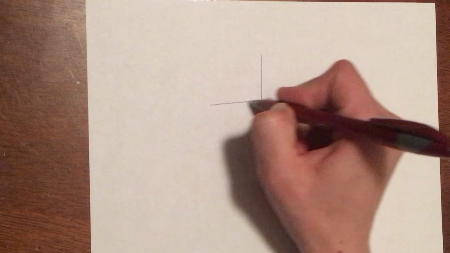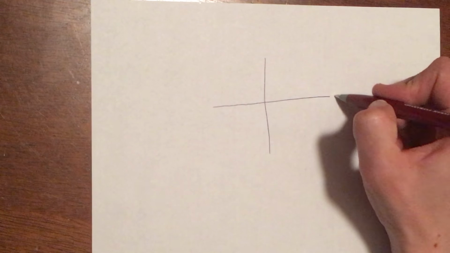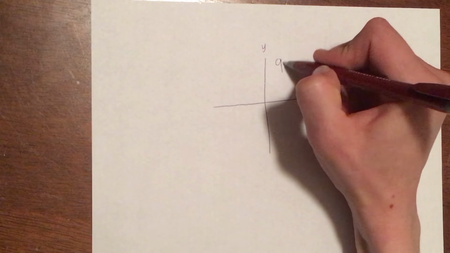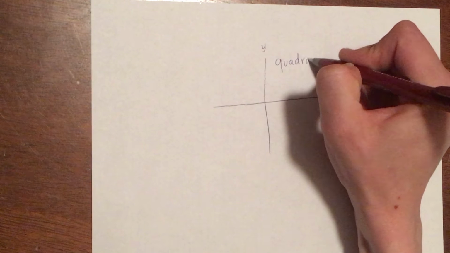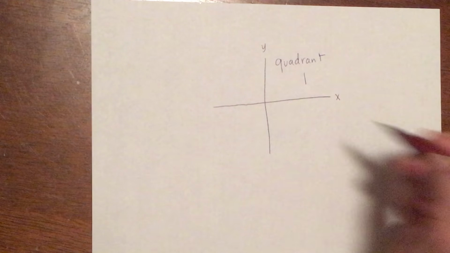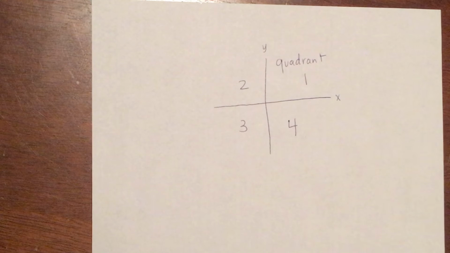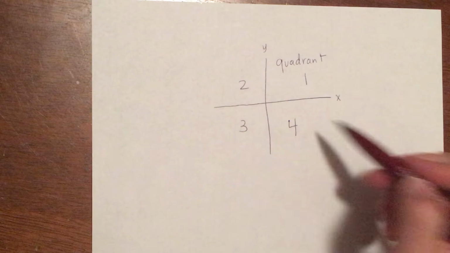Okay, y'all, this is section 6.3, angles on a coordinate plane. So in case you don't remember about the coordinate plane, this is your x-axis and this is your y-axis. This is quadrant 1, quadrant 2, quadrant 3, and quadrant 4. So start here and go counterclockwise.